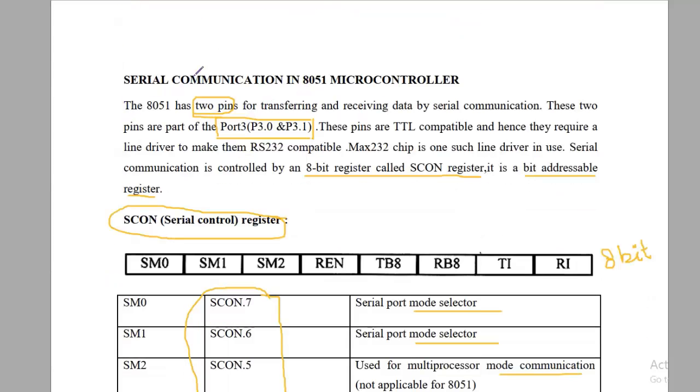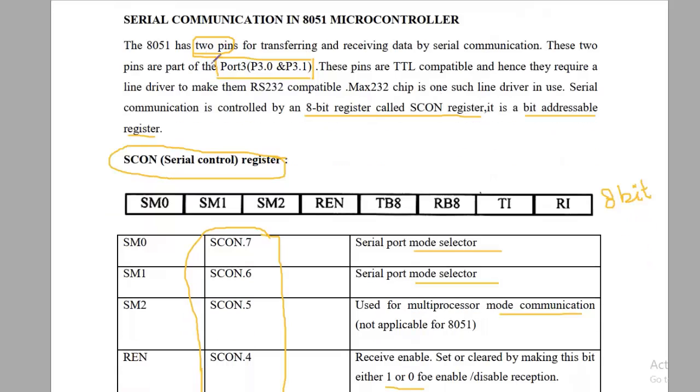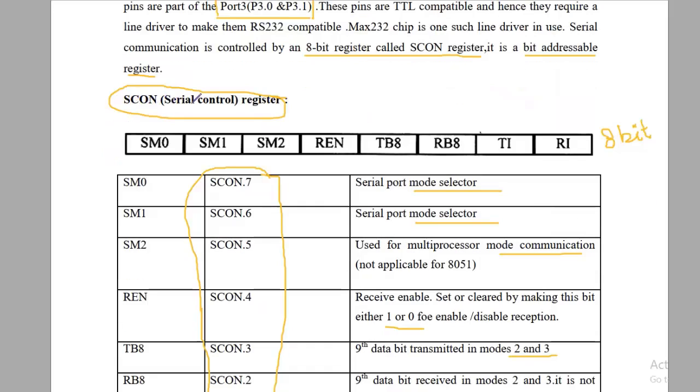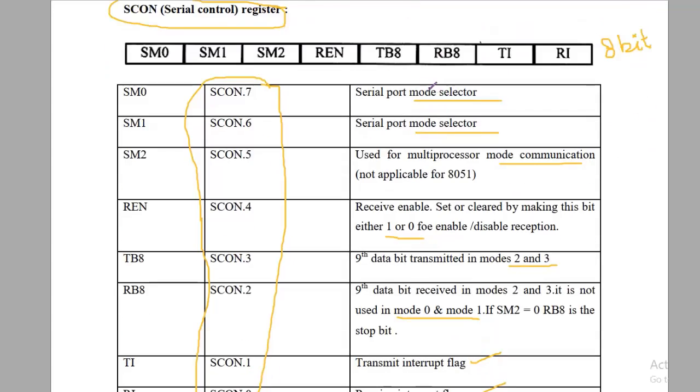So finally, the last topic is serial communication in the 8051 microcontroller. It is basically done using two pins, that is port 3.0 and port 3.1. The SCON serial control register is basically of this type. The first one is the serial mode selector, the second one is also a serial mode selector, and the third one is used for multiprocessor mode communication.